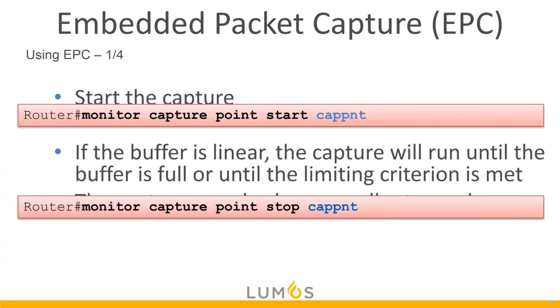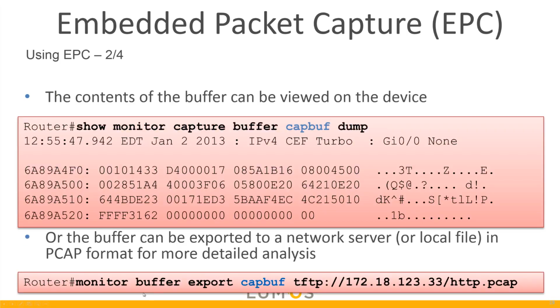Finally, we'll give the start command, and then if we don't want to just let it run until it's full, we can stop that as well. Now, of course, we can send this out. So we can export this information out to a TFTP server in PCAP format, so we can use Wireshark. We can also just look at it right here on the box. So show monitor capture buffer, use the capbuff or whatever we named it, and then dump it. And we can see the ASCII and the hexadecimal.